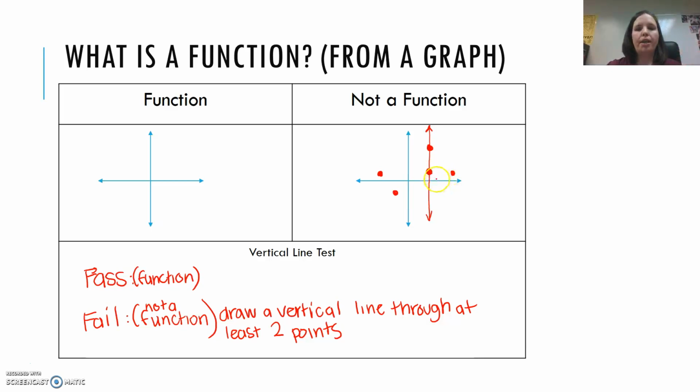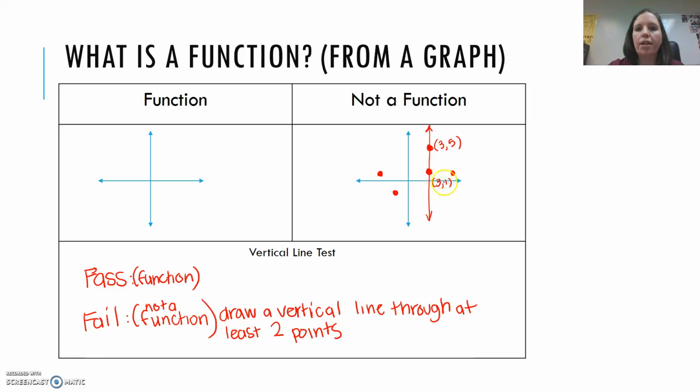Let's look at the example we have here. Let's give these points names. Let's say this is 3, 1, and let's say this is 3, 5. Why is this not a function? Why is drawing the vertical line through the 2 points important?